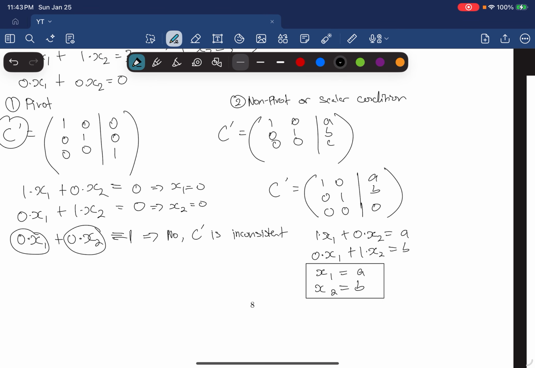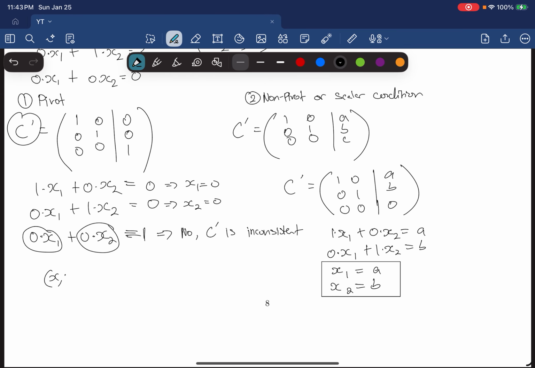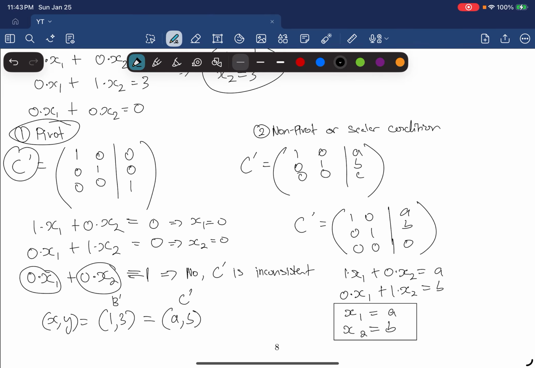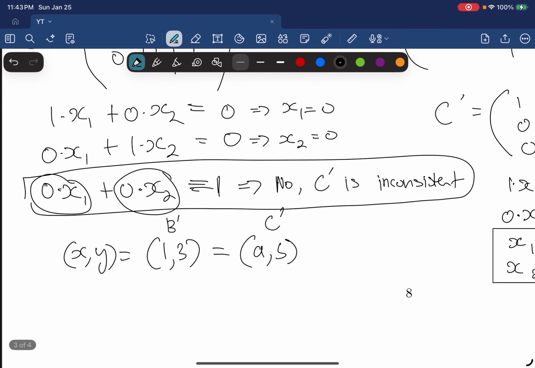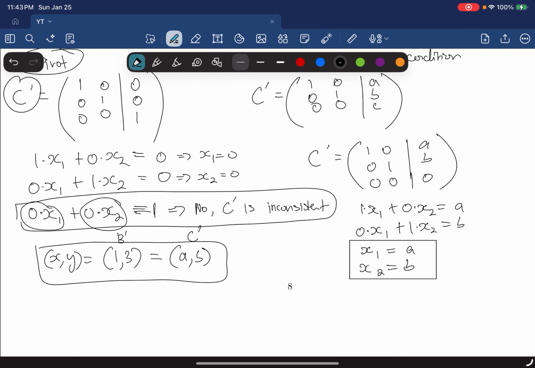right? And so we see that we did find this contradiction because the solution set of B is x, y equals 1, 3, which must equal, so this is B prime, must equal A, B, C prime, right? We already ruled out the pivot, right? It's a contradiction because this is an impossible, inconsistent solution. But now we're looking at x and y equals 1 and 3 equals A and B. Clearly not the case, because A and B can be any value, right? It doesn't have to be 1 and 3.